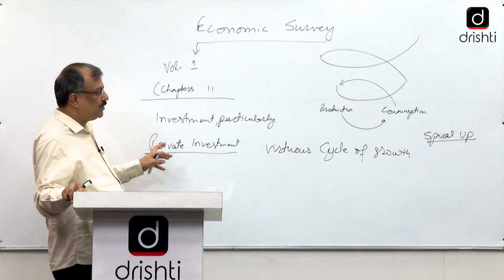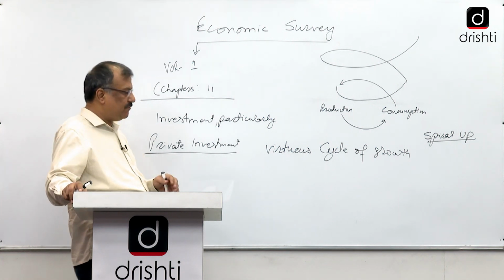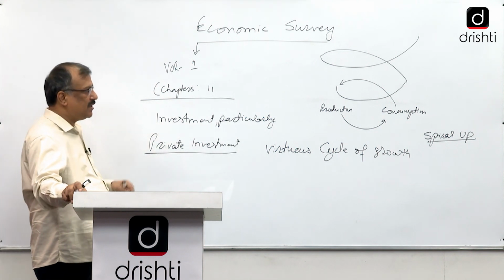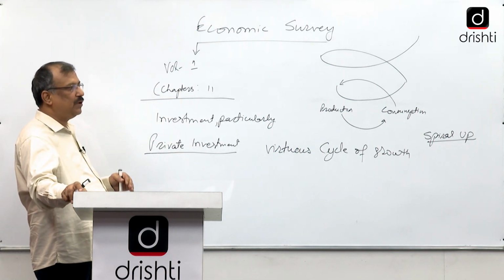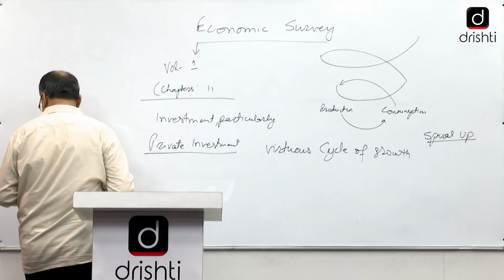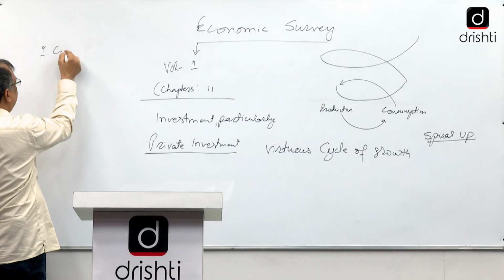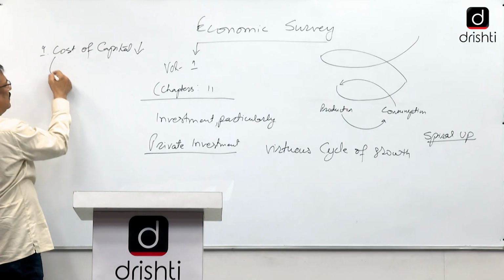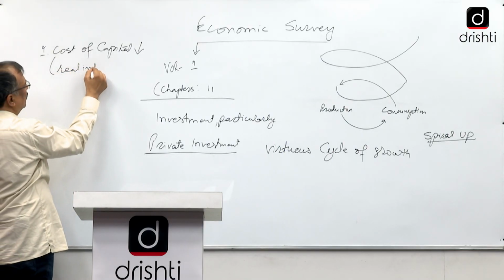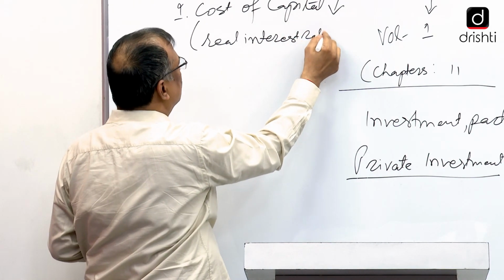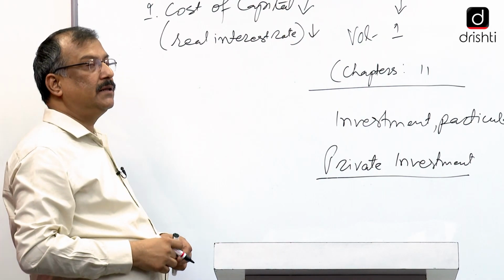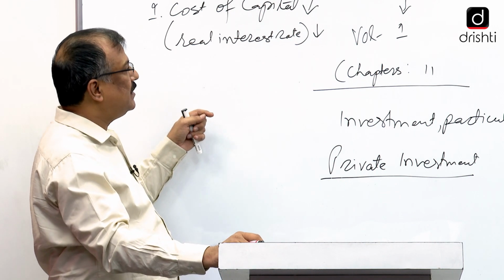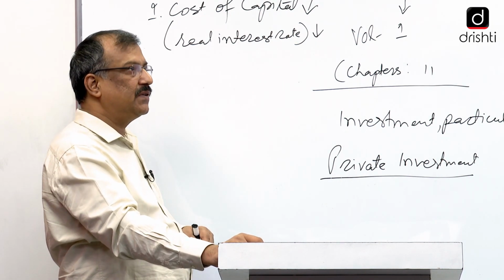We also have to know how to influence investment. If we want to increase investment, what are the determinants of investment? Survey identifies that to encourage investment, we need to first of all reduce cost of capital. That is real interest rate should be reduced, and there is a apprehension that if we reduce real interest rate, saving may get discouraged, as was considered earlier.